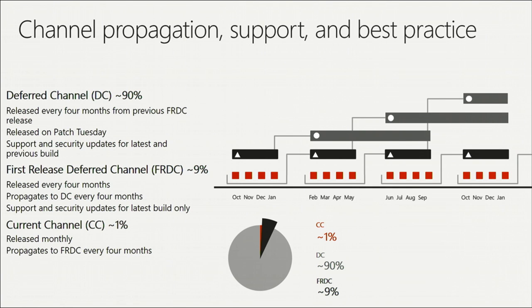Of course, we still have our monthly channel, and you'll see these numbers we have up here of the 90, 10, and 1%. These are very general guidelines in what we are trying to advise customers, and we're moving away from these a little bit, but we still want to make sure that you're keeping a good mind on how to use first release for deferred channel, or what will be semi-annual targeted, which we'll cover on the next slide.